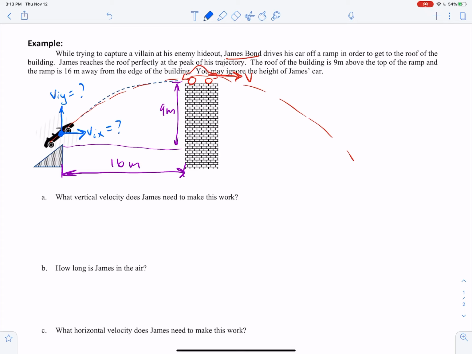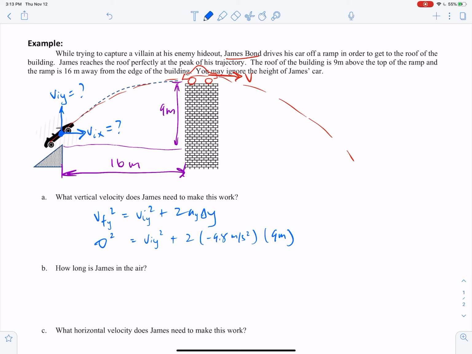Let's start with the fact that James's final velocity squared is going to be equal to his initial velocity squared plus 2 times his acceleration times the change in vertical position. These are all vertical quantities, so I'm going to add y to this. Well, his final vertical velocity here at the peak is going to be 0. His initial vertical velocity is the unknown. That's what we're trying to find. His vertical acceleration is due to gravity, and then his change in vertical position from the moment he releases from the ramp to the peak is the 9-meter measurement.